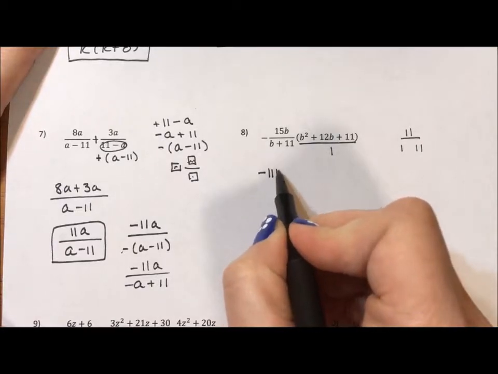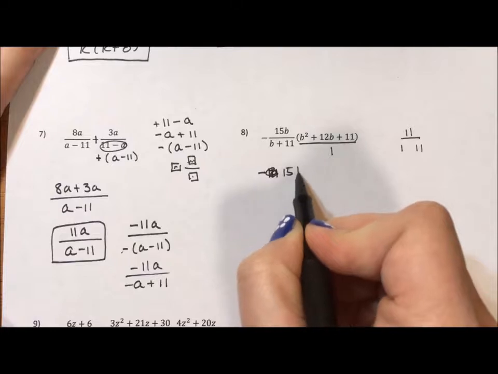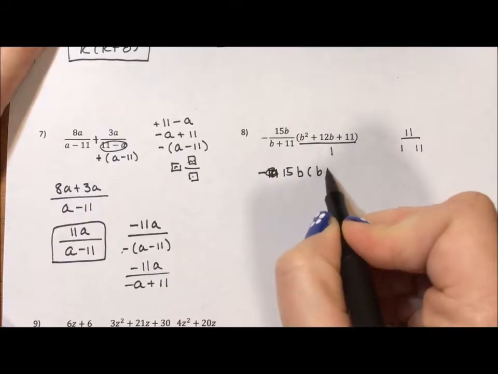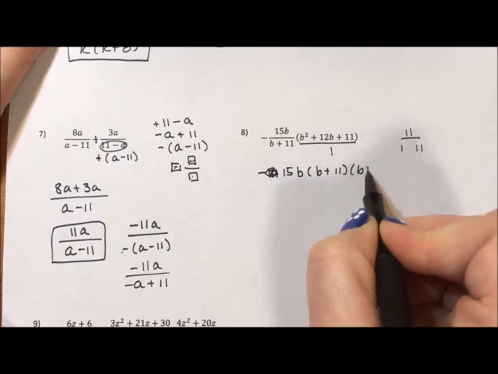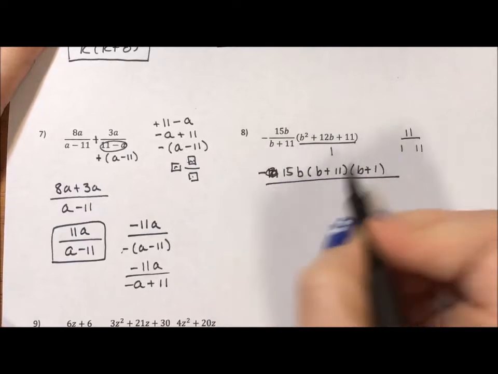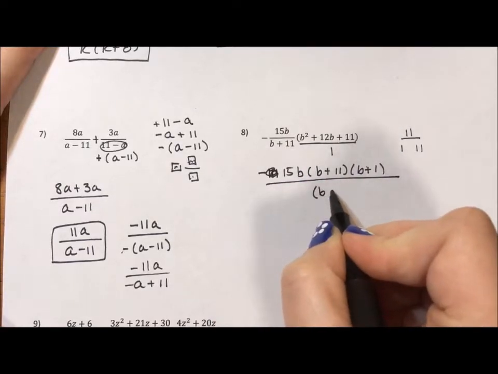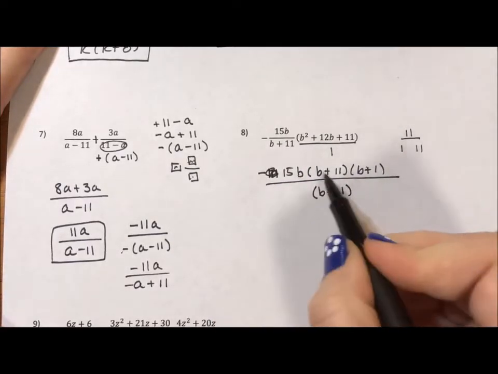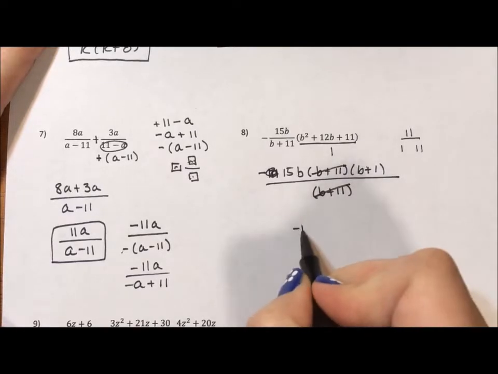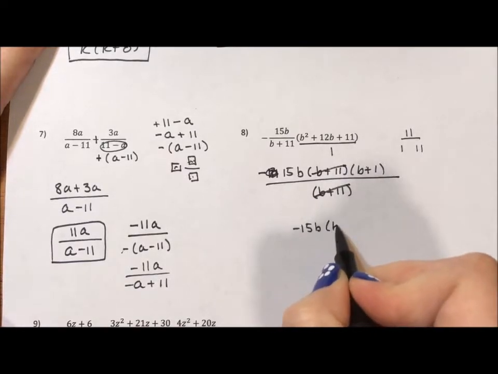Negative 11b, negative 15b, b plus 11, b plus 1, all divided by the only thing in the denominator, that b plus 11. They cancel. So I have negative 15b times b plus 1.